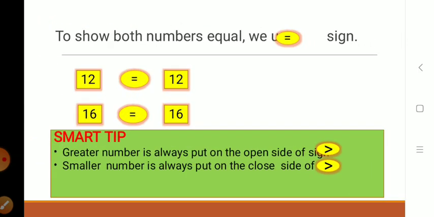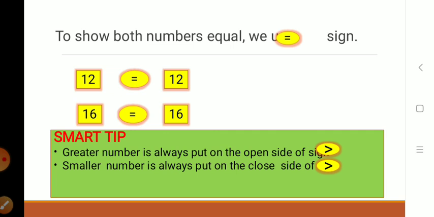To show both numbers are equal, we use the equal to sign. When both numbers are equal, that time we use the equal sign. Here, see: 12 equal to 12, 16 equal to 16.